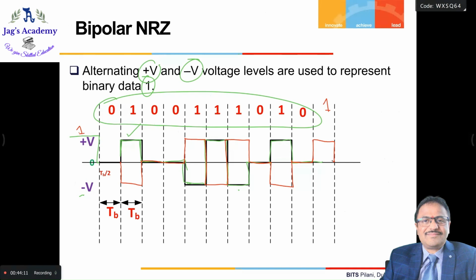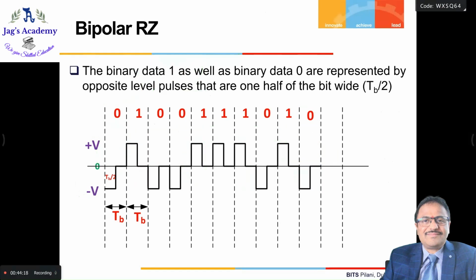Note down in your book. It is bipolar NRZ. Now tell me what this is. Bipolar return to 0. Here something is fixed. See here how it works.